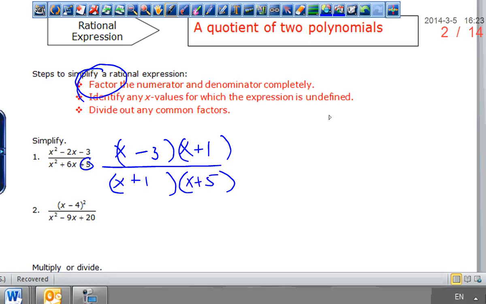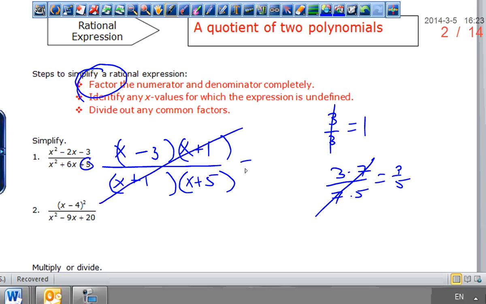So now, we use the rule that if I have the same number over the same number, it crosses out and it's 1. So if I have 3 times 7 over 7 times 5, I can also cancel out the 7's there because it's multiplication. My answer is 3/5. Same idea here, x plus 1's cancel, so my answer is x minus 3 over x plus 5. And that's it, guys.